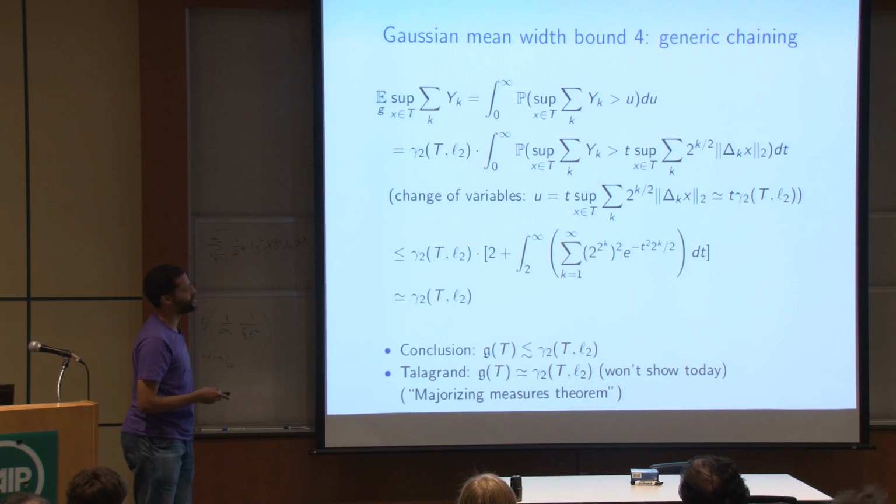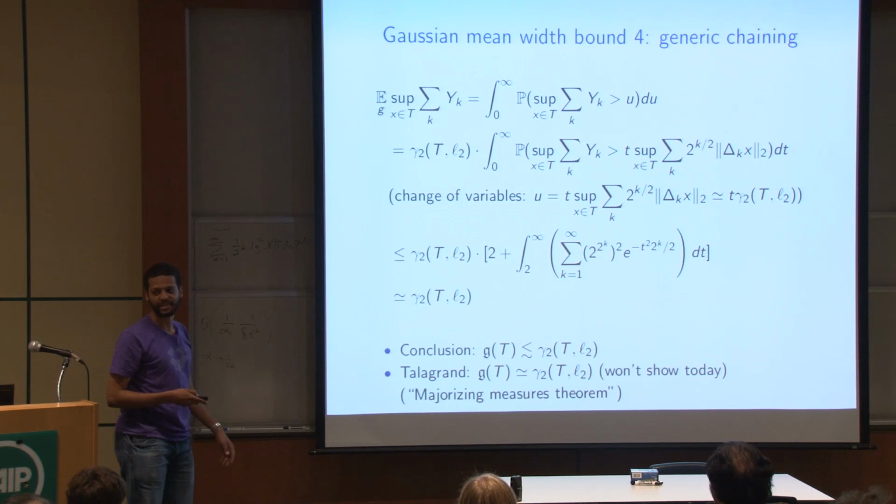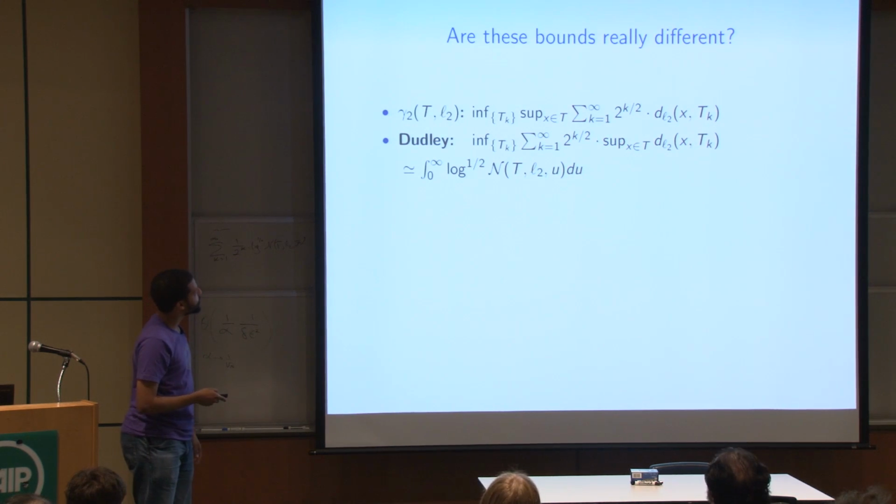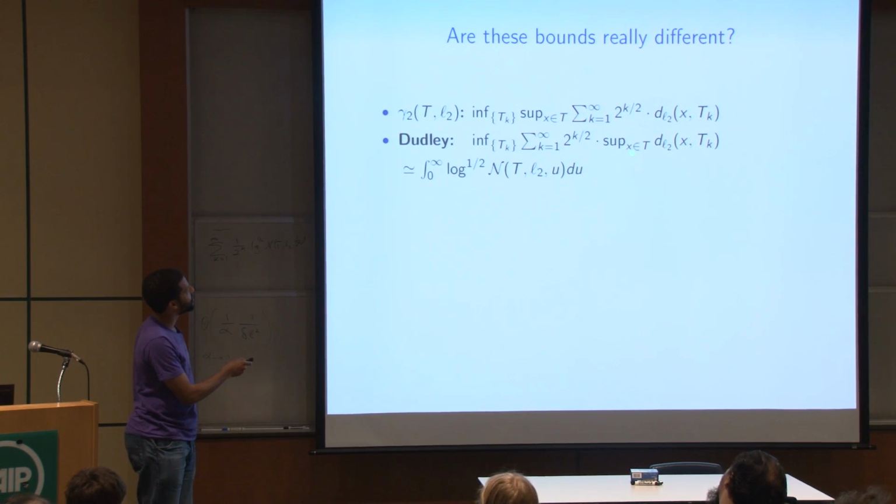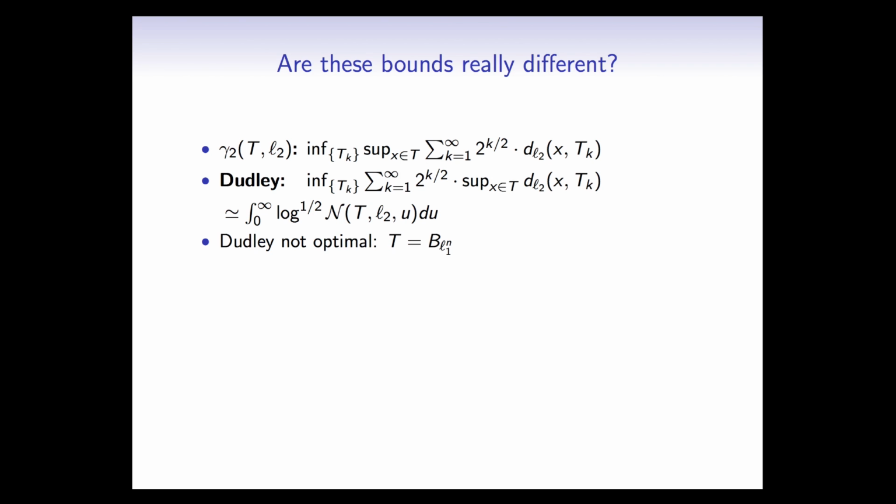And you could ask yourself, are these bounds really different? I showed you 4 different methods. So Dudley gave you something like that. Talagrand, well, Fernique pulled the sup on the outside. And Dudley is not optimal. So I'll leave it to you as an exercise.